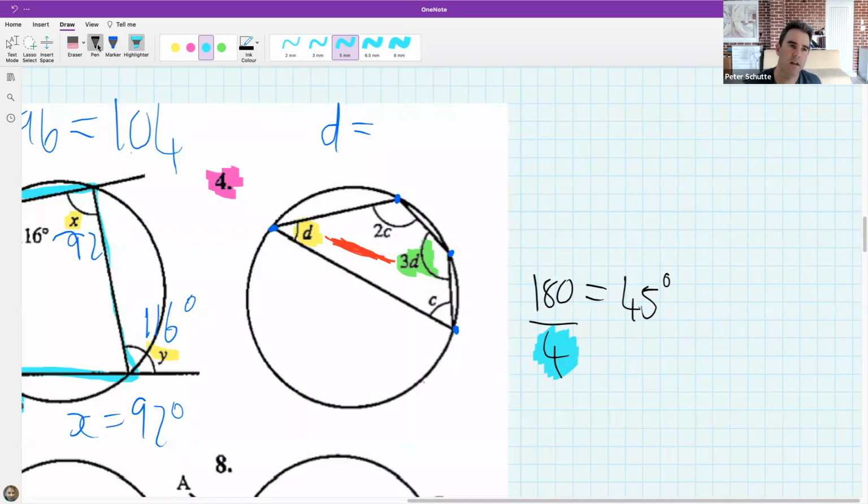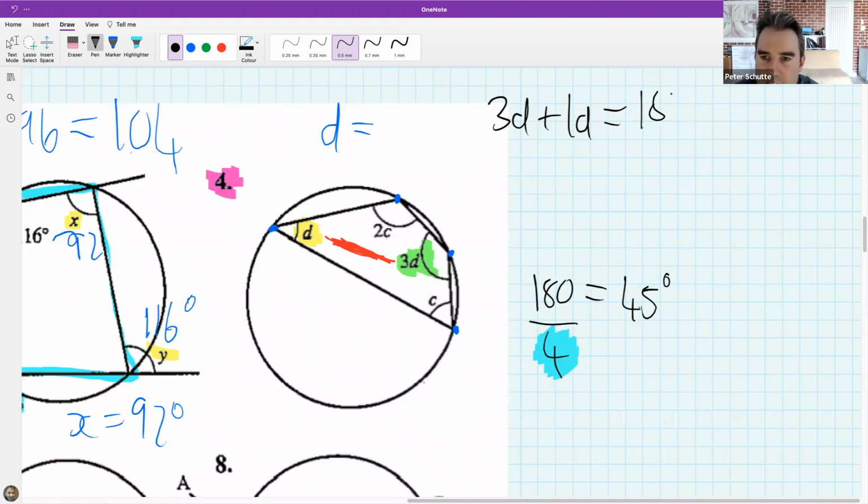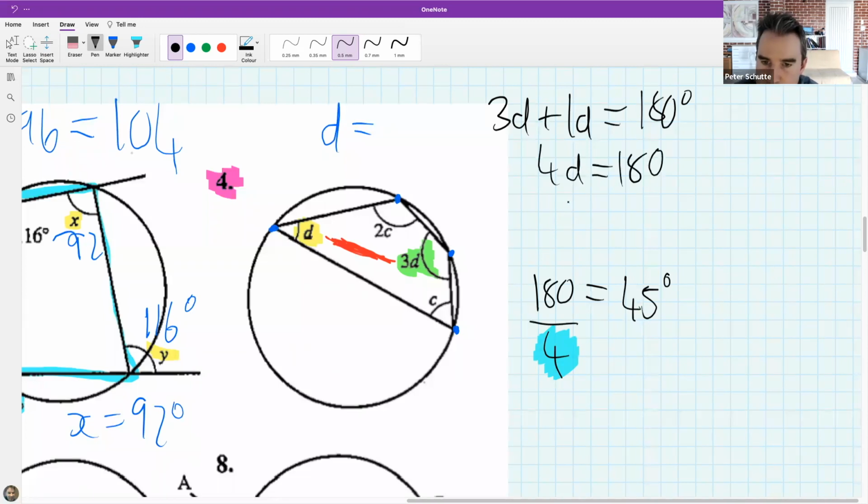You see, it's 3D, sir. There's an invisible 1 in front of the other D. So I just added 3D plus 1D. So I divided it by the 4, because it gives the 4. Yes. So you said 3D plus 1D is 180. Therefore, 4D is 180. Therefore, divide both sides by 4 and you get 45. And then that makes 3D going to be 135. Love it. I think you have unlocked the mystery.